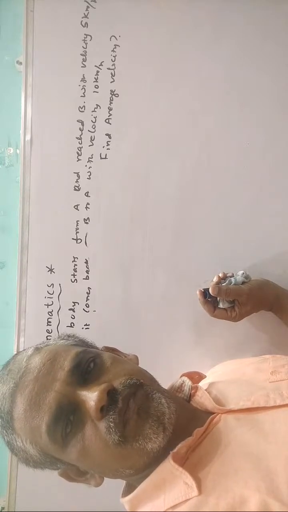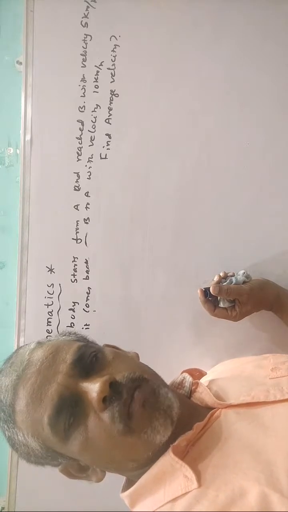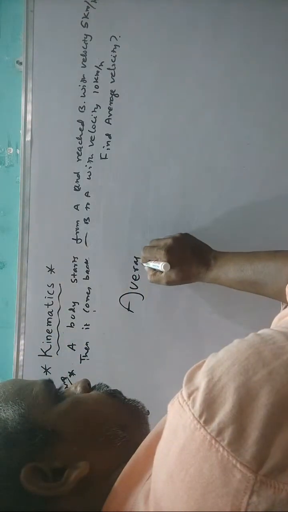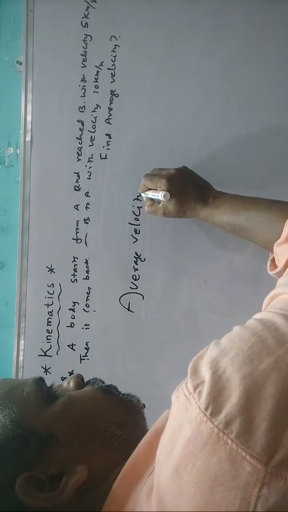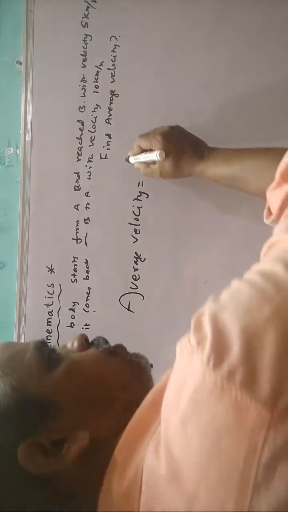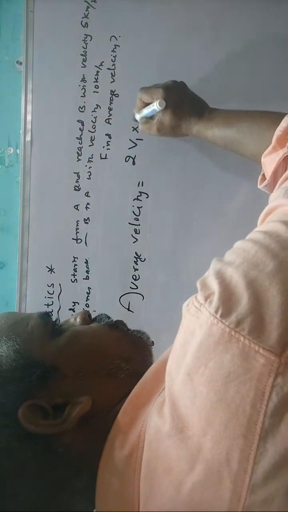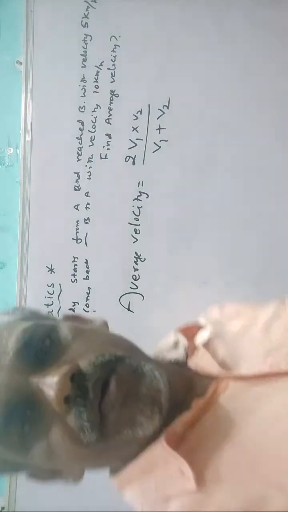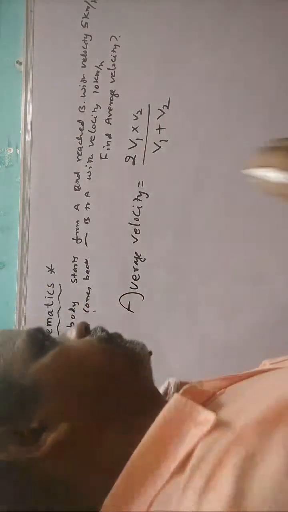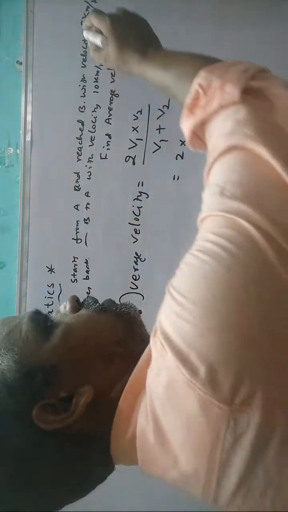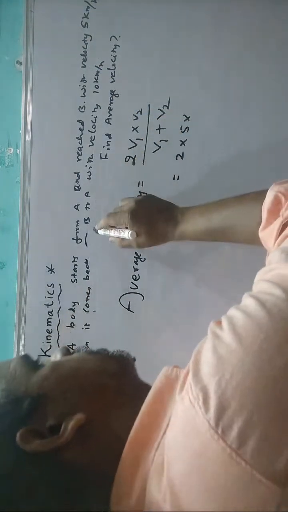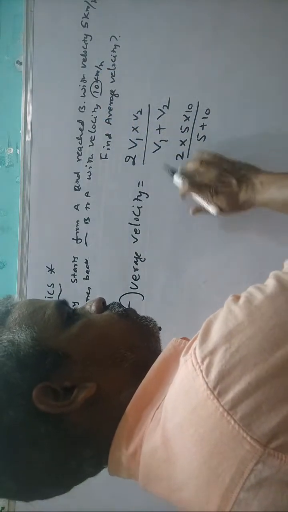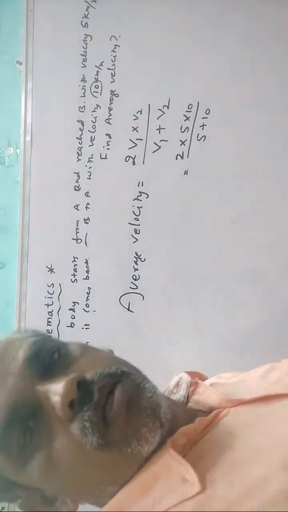First, what is the formula here? Average velocity equals 2v1v2 by v1 plus v2. Is it? Okay. What are the magnitudes? 5, next 10, by 5 plus 10.